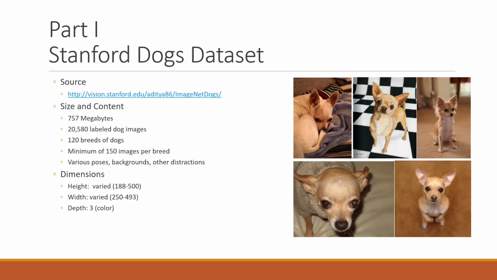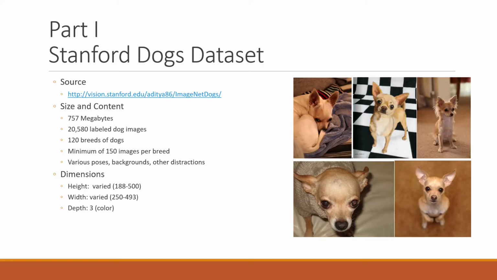As the name implies, this dataset was developed as part of a Stanford University study and utilized at a workshop for image categorization at the IEEE Conference on Computer Vision and Pattern Recognition in 2011. The key aspects of this data is that it contains 20,580 labeled dog images of 120 different breeds. I've selected 5 of the images as a sample from the Chihuahua breed category on the right.